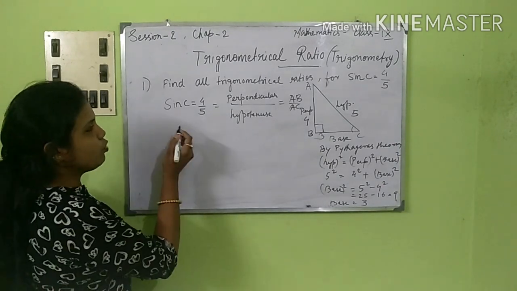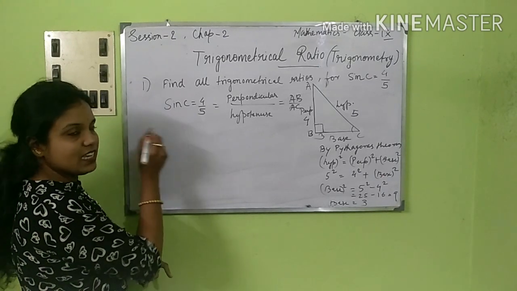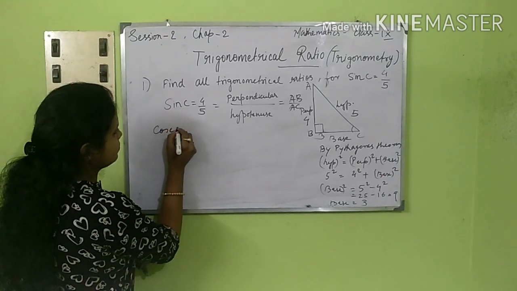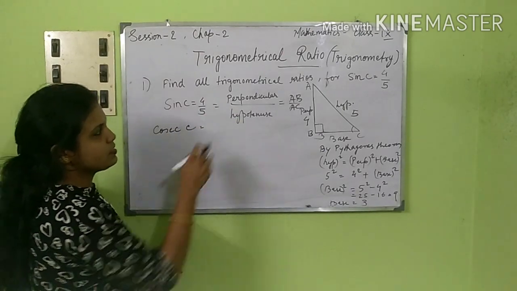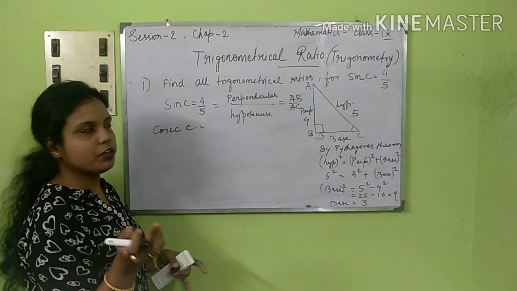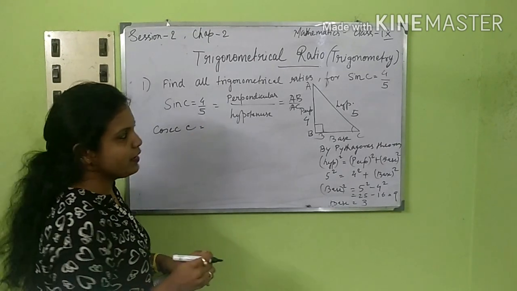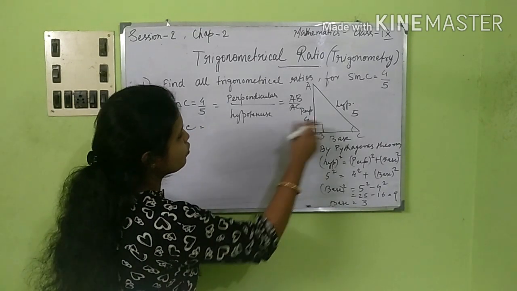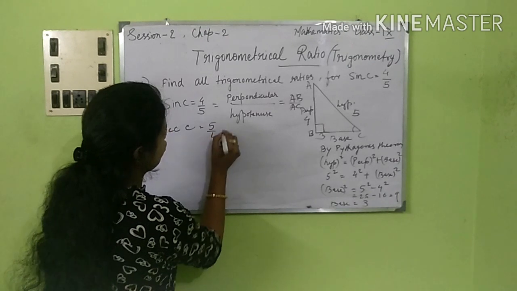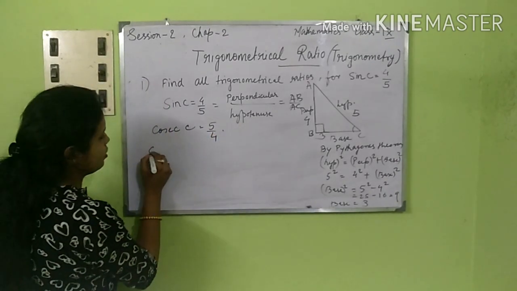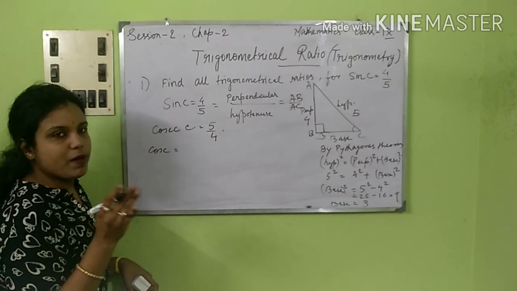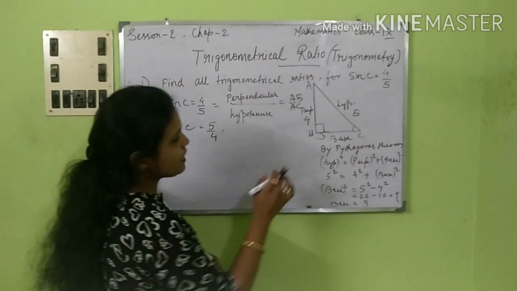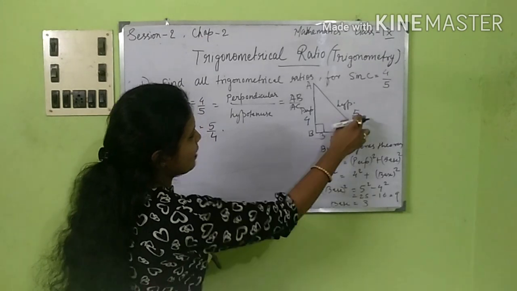Next, we know the reciprocal of sine C is cosec C, right? So cosec C will be 1 by perpendicular by hypotenuse, means we are going to get hypotenuse by perpendicular, right? So hypotenuse by perpendicular will give you what? 5 by 4. Got? Then cos C. Cos C is what? Base by hypotenuse. So base by hypotenuse will give you 3 by 5.